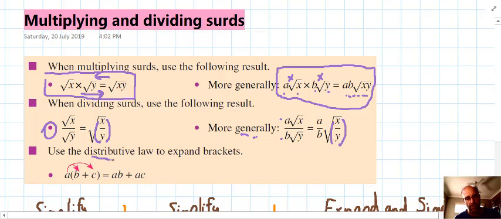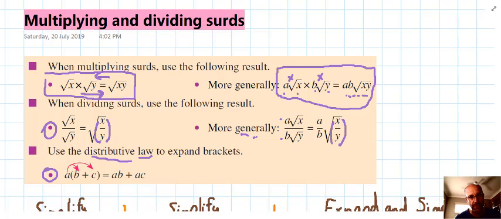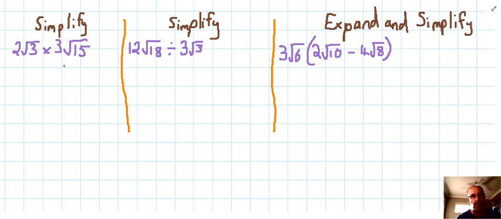Now you recall the distributive law from our work in algebra and in real numbers. Well, it also applies in surds as well. When we expand, we often expand so that we can simplify an expression or an equation. Now to perform 3 examples to demonstrate the properties.